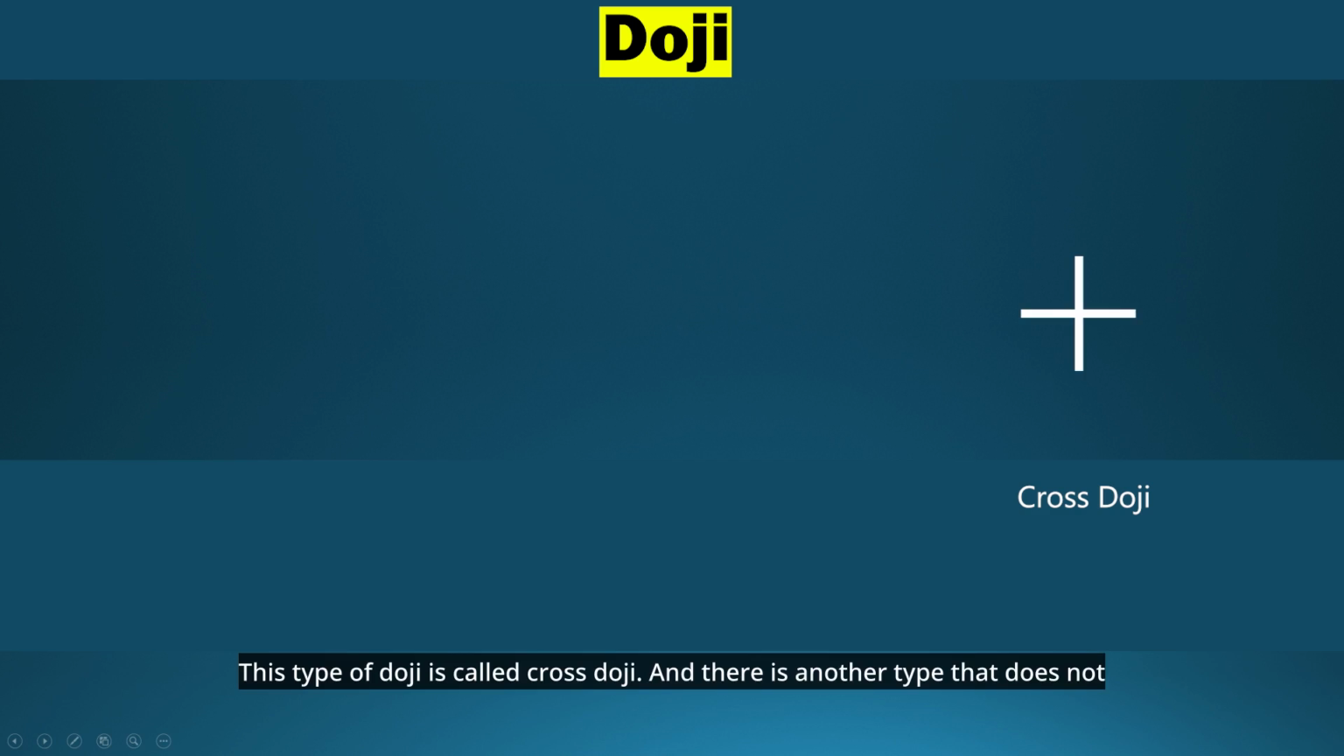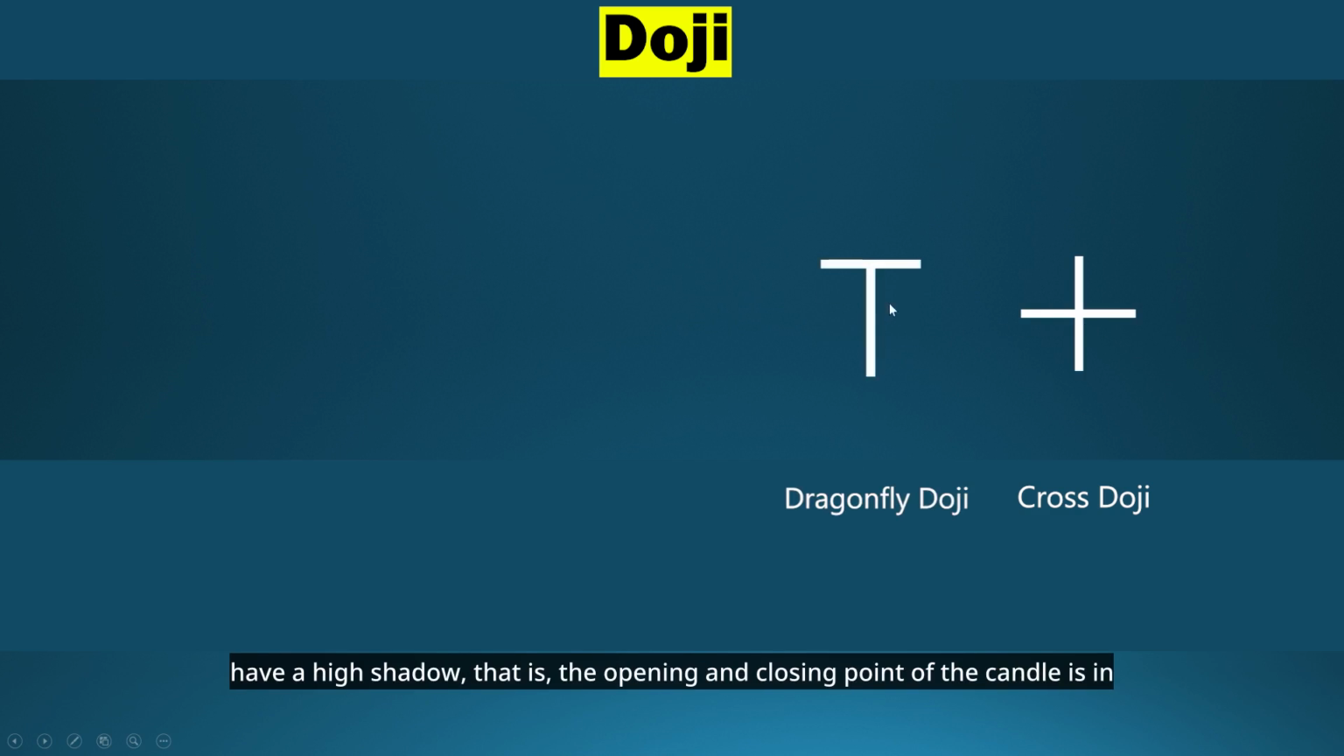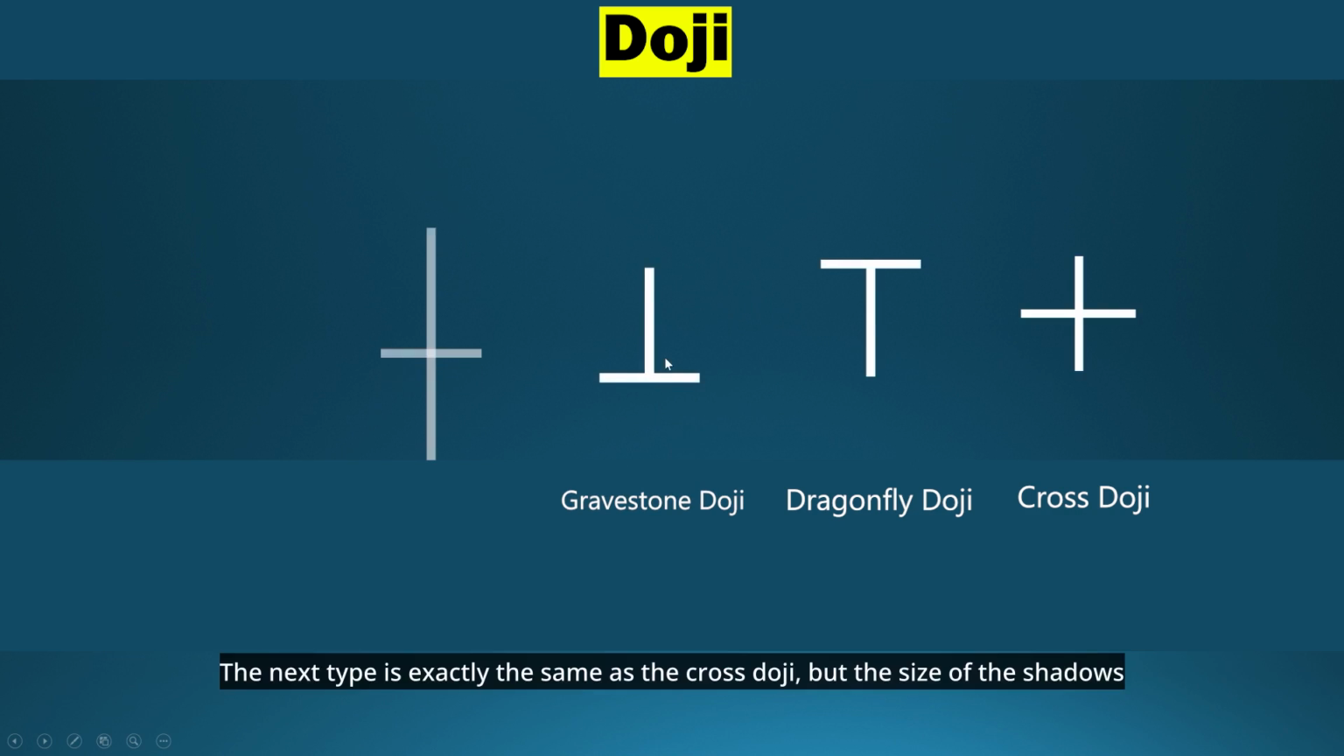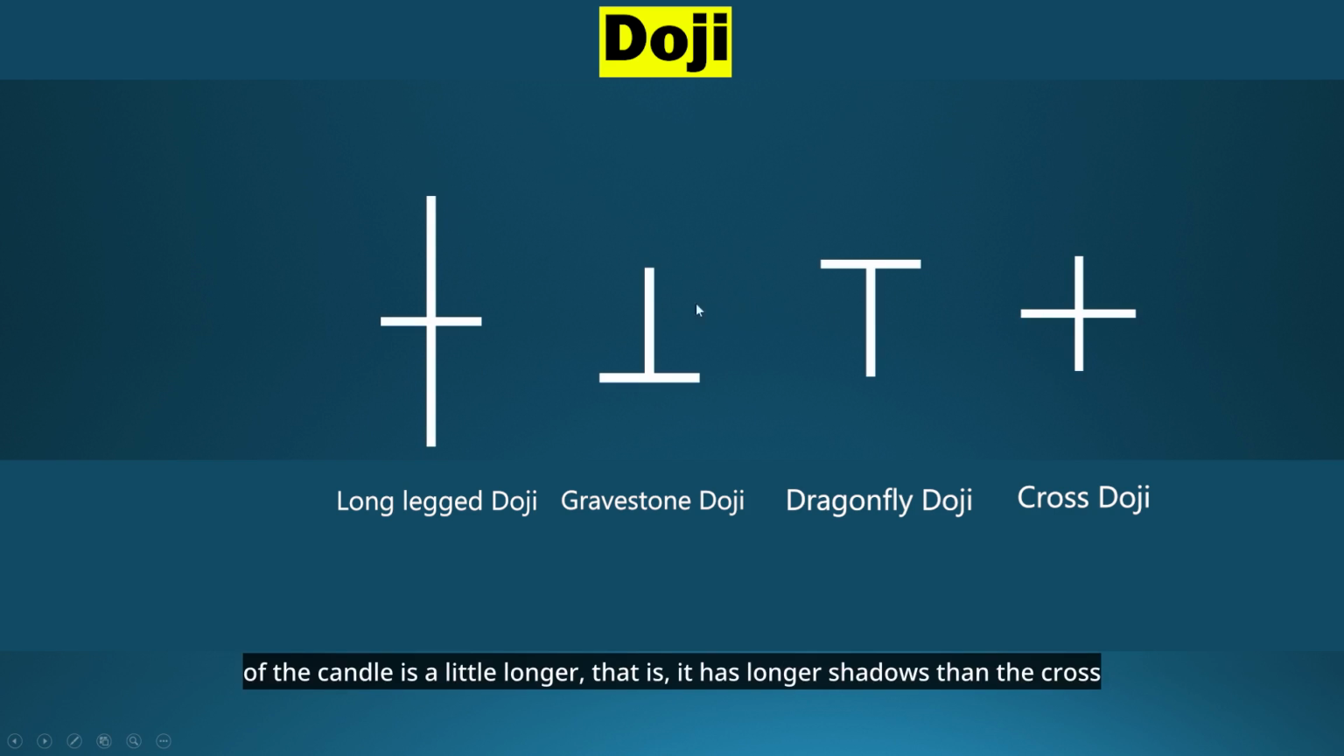And there is another type that does not have an upper shadow. That is, the opening and closing point of the candle is at the same price and it only has a lower shadow, which is called dragonfly doji. But there is also the opposite type of this doji. It means a candle that does not have a lower shadow and only has an upper shadow, which is called gravestone doji. The next type is exactly the same as the cross doji, but the shadows of the candle are a little longer. That is, it has longer shadows than the cross doji. And this candle is called the long-legged doji.